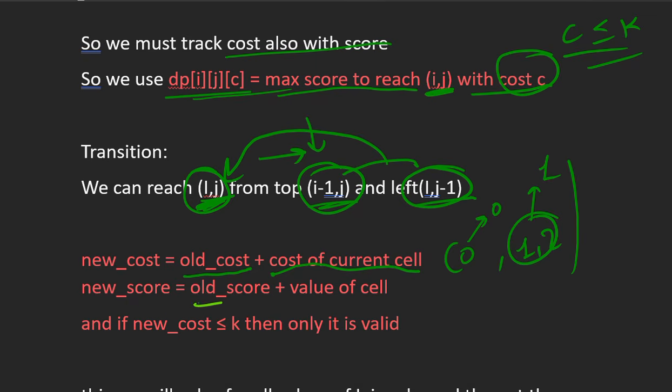The new score is basically the old score, that is the score present at the previous cell, plus the value of the cell, right? So this way we will find the new score, and then we check if our new cost is less than or equal to k, then only the path is valid. But if it is greater than k, then we store -1. That means it is not feasible to reach that cell with a cost less than or equal to k, right?